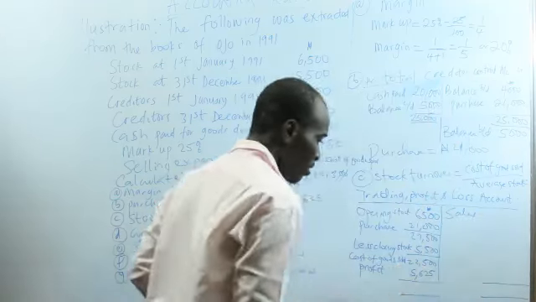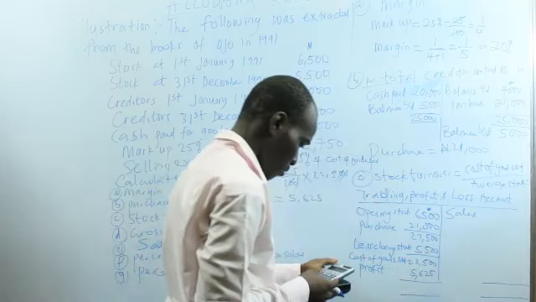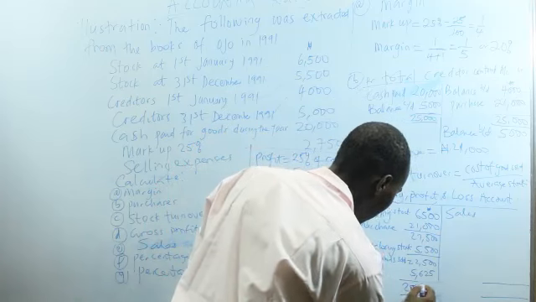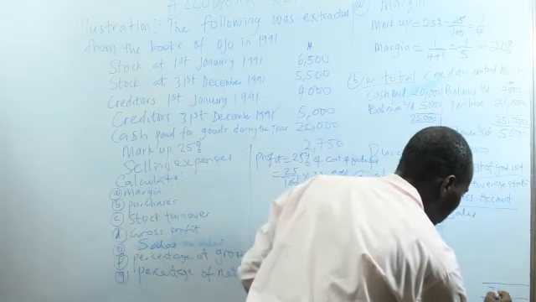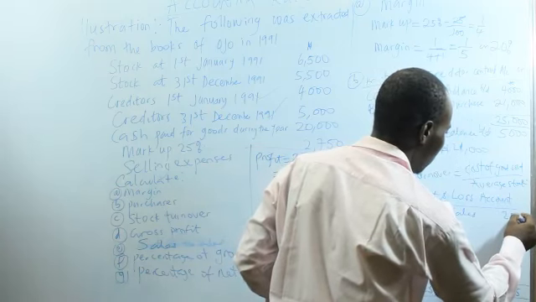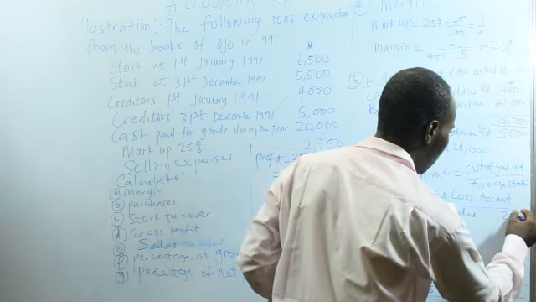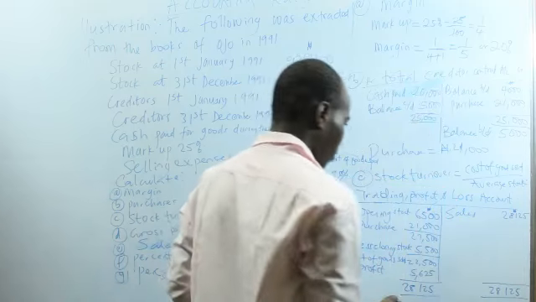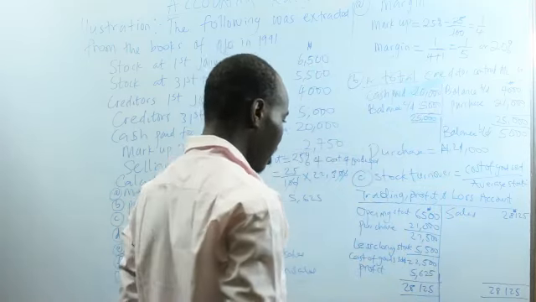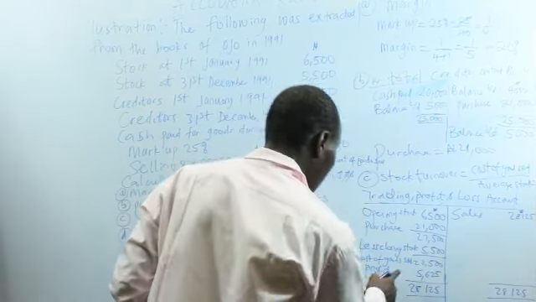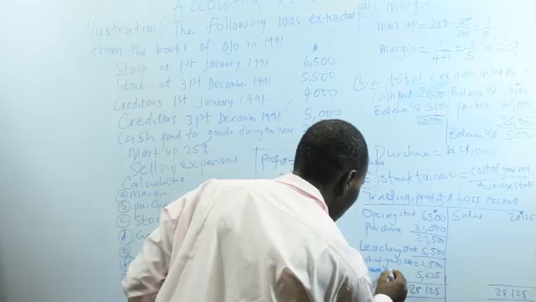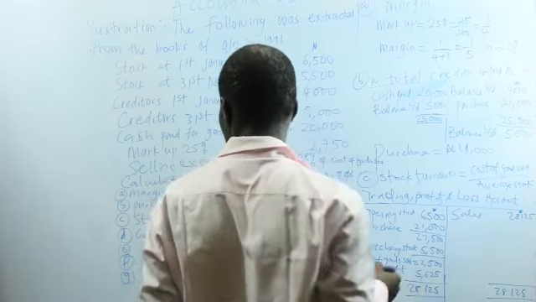So we can calculate our sales. We have 5,625 plus 22,500. That gives us 28,125. So we calculated our sales, and we calculated our cost of goods sold. The next thing is to calculate our gross profit, which is the same as the profit.